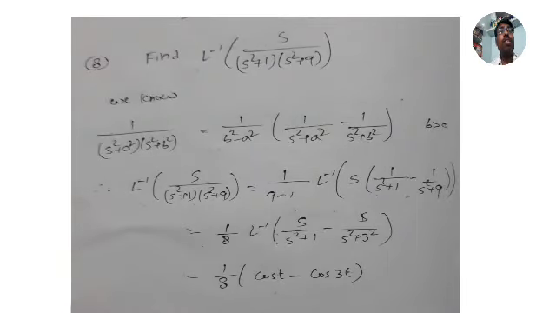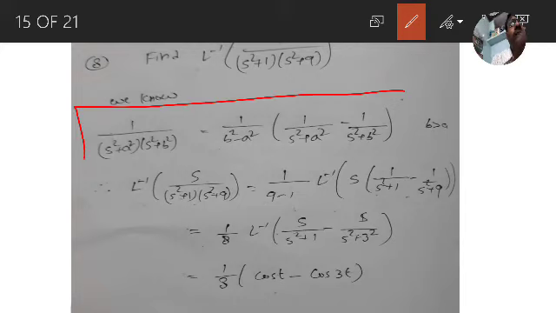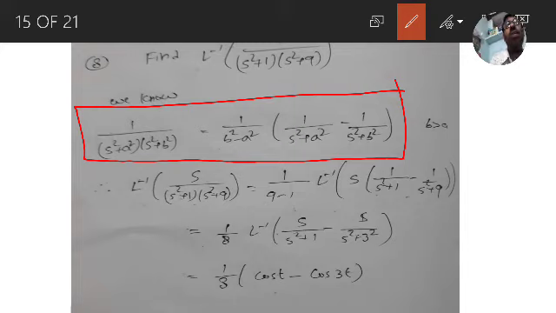It is also very similar. Find L inverse of s by s square plus 1 into s square plus 9. Now in the numerator, what are you getting? S. So what is the formula here? 1 by s square plus a square into s square plus b square is 1 by b square minus a square into 1 by s square plus a square minus 1 by s square plus b square, where b greater than a.